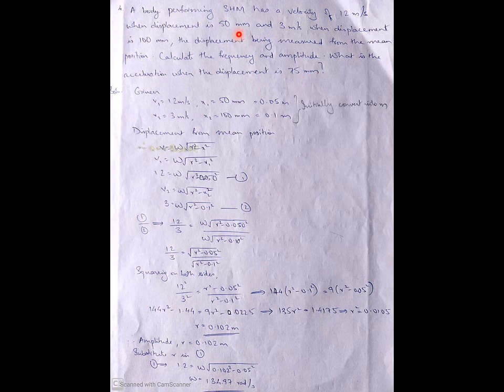So this problem is also similar to the third problem we have seen, but here it is in terms of millimeter. First you have to convert millimeter into meter. So v1 equals 12 meter per second, with corresponding displacement x1 equal to 50 millimeter, which is 0.05 meter. When velocity v2 is 3 meter per second, displacement is 100 millimeter, or 0.1 meter.